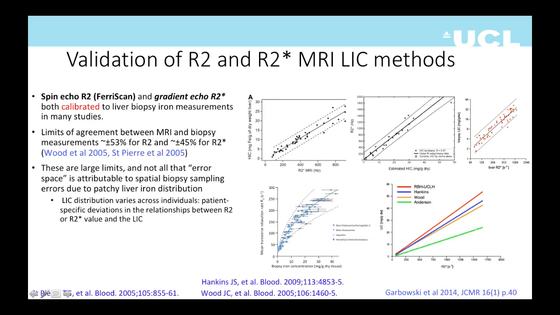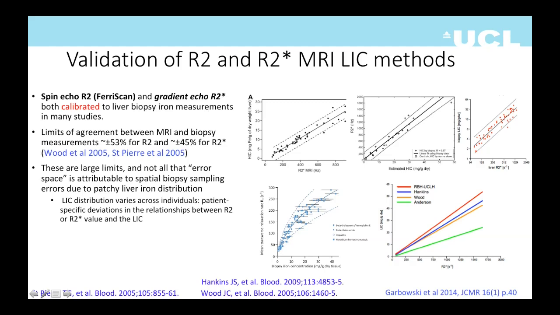So we have these two methods, the spin echo R2, which is Ferriscan, and the gradient echo, which is R2 star. These methods have, for more than 15 years now, been validated in that they have been calibrated to liver biopsy. In several studies, I've shown a few here, you can immediately see that they are not calibrated in such a way that there is just a straight line, but there is always this prediction interval, which you can think of as a measure of agreement.